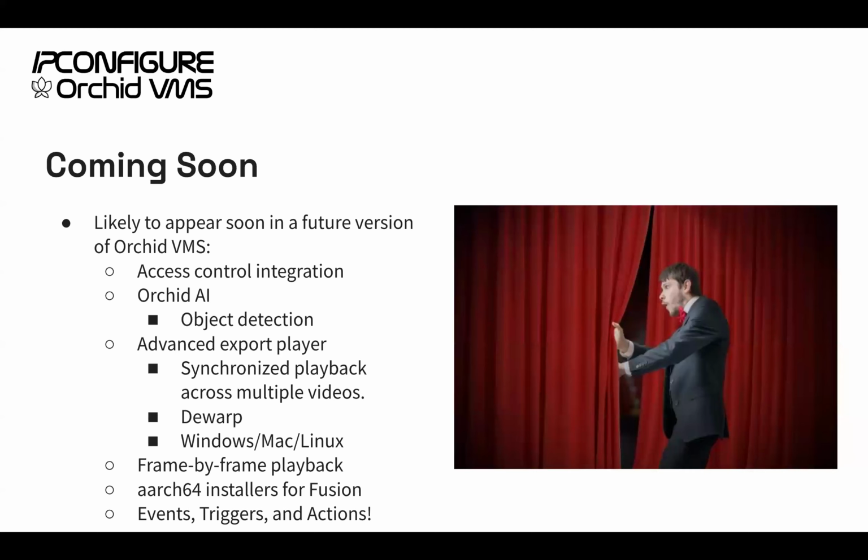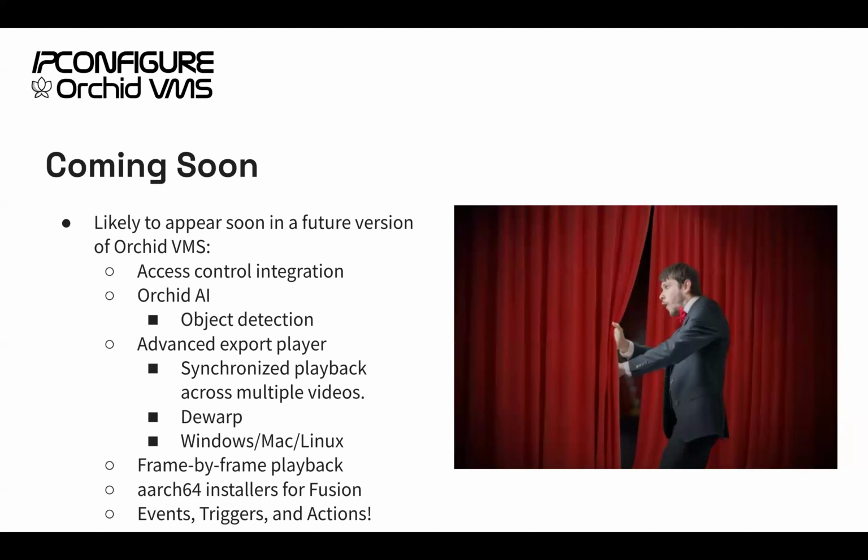As we get farther down this list, we're moving into features that are definitely under development, perhaps more likely to be in our 25.12 release, closer to the end of the year. We are working on frame-by-frame playback within Orchid. We're working on AArch64 installers for Orchid Fusion. AArch64 is the 64-bit version of ARM. These are CPUs that you often find in large data centers, AWS, Google Cloud Platform. They have 64-bit ARM servers that can run applications like Fusion. Previously, we had a 32-bit version of Fusion for ARM. We will soon have a 64-bit version.